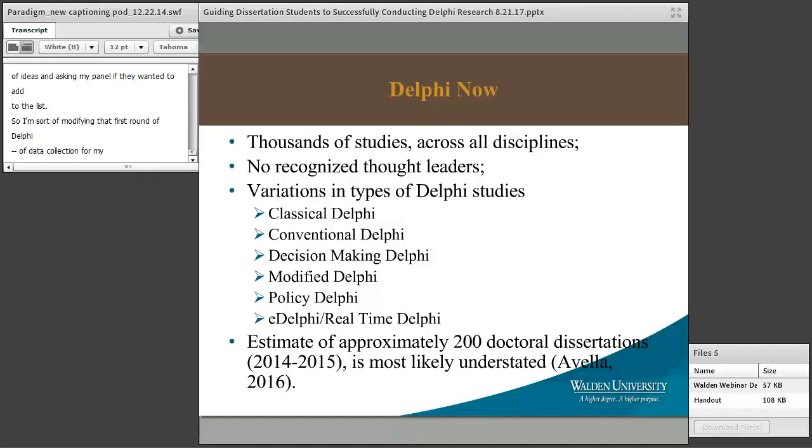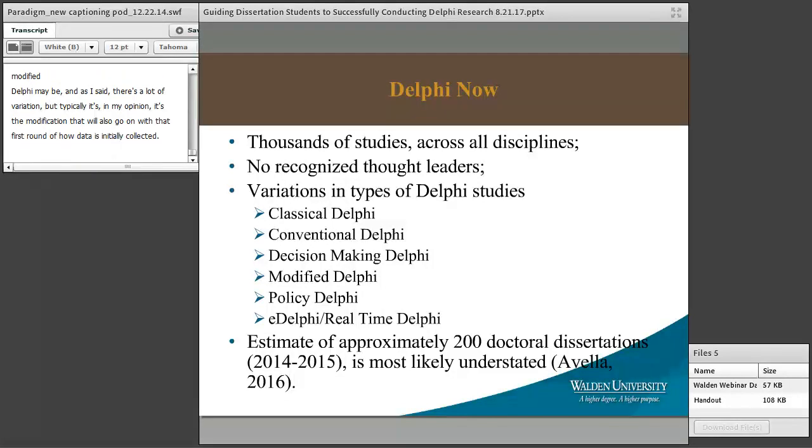There are other interpretations as to what a modified Delphi may be, and as I said, there's a lot of variation, but typically, in my opinion, it's the modification of how data is initially collected in that first round. There's something also called a policy Delphi.